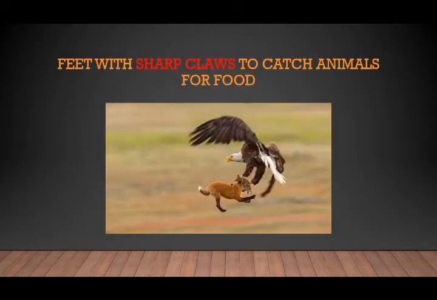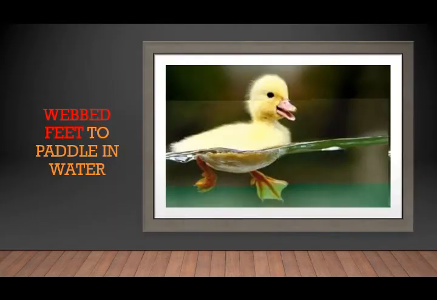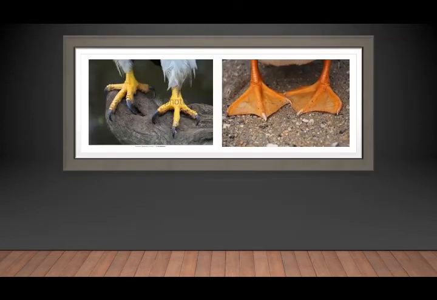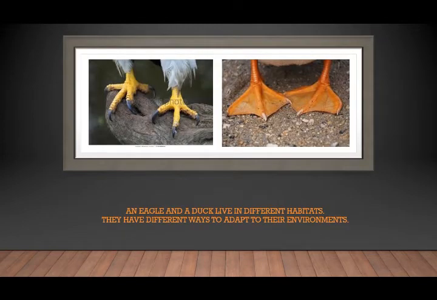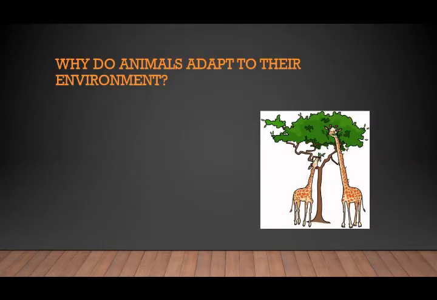Feet with sharp claws, this belongs to the eagle, of course. This has a function to catch animals for food. But this one looks cute. Webbed feet. Yeah, the dog has webbed feet because it needs the feet to paddle in the water. So now we can say that the eagle and the dog live in different habitats. So that's how they have different ways to adapt to their environment.